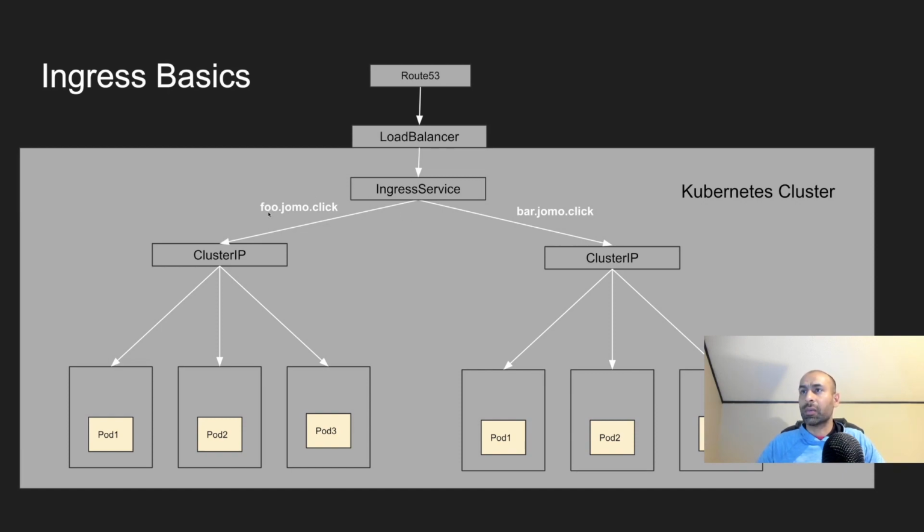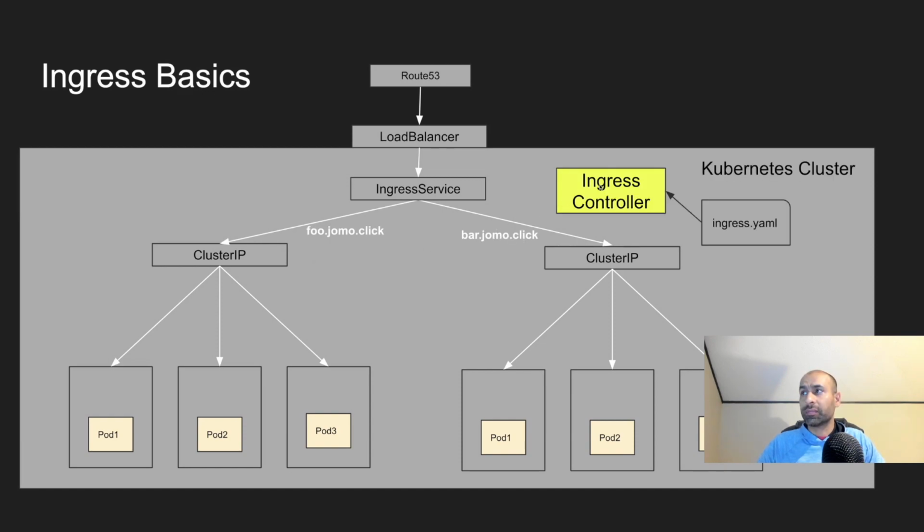So whatever traffic comes to foo.jomo.click goes to the left side, which is served by these pods, and whatever comes to bar.jomo.click goes to the right side, which is served by another set of pods. How exactly does the Ingress service forward to the respective ClusterIP services? By using the Ingress controller.